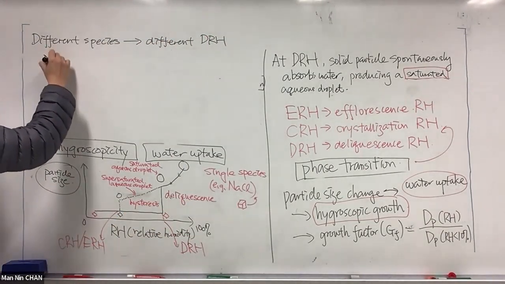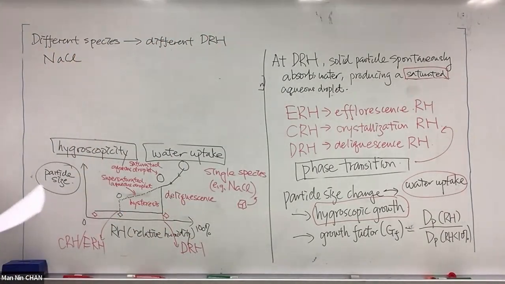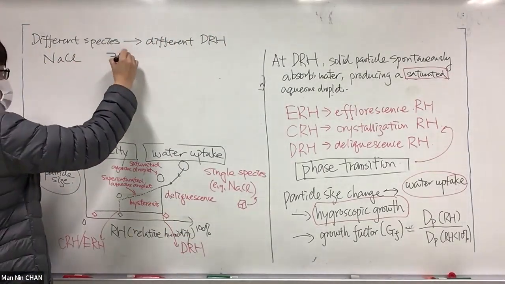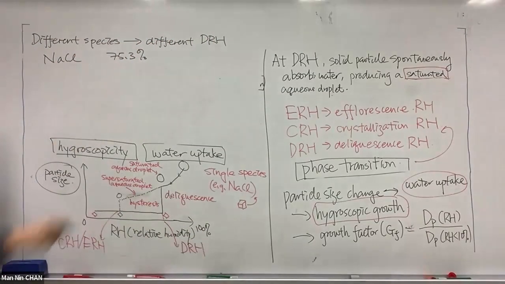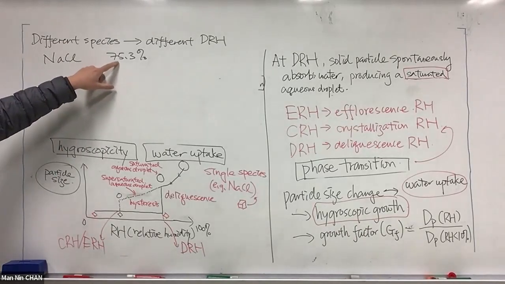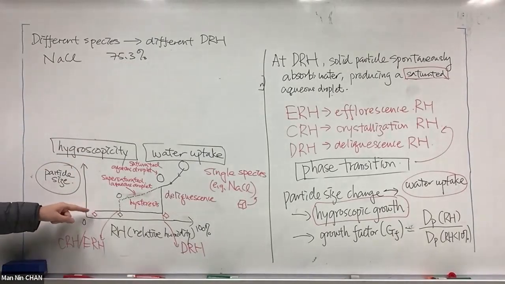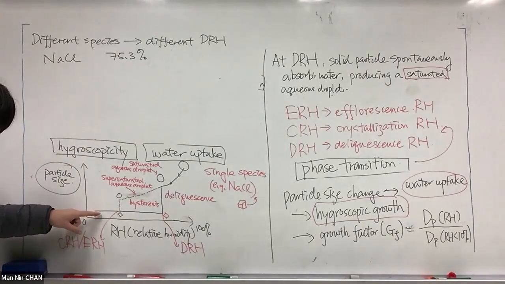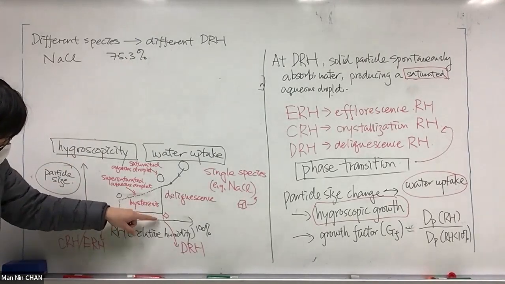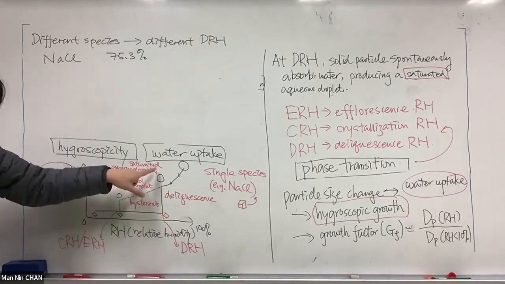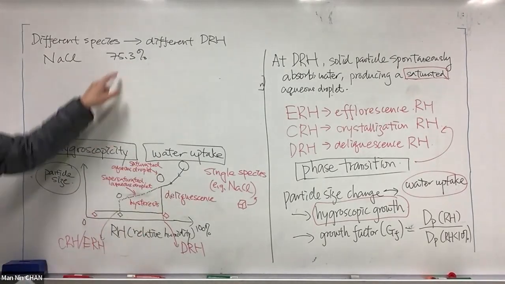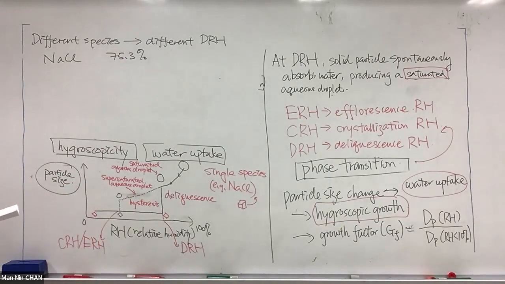Just for example, let's talk about sodium chloride. This is the relative humidity, the DRH for sodium chloride. It's about 75% RH. That means if you have a solid sodium chloride aerosol and you increase the RH to 75%, you will find the aerosol all of a sudden absorbs water and becomes a saturated solution at this relative humidity.